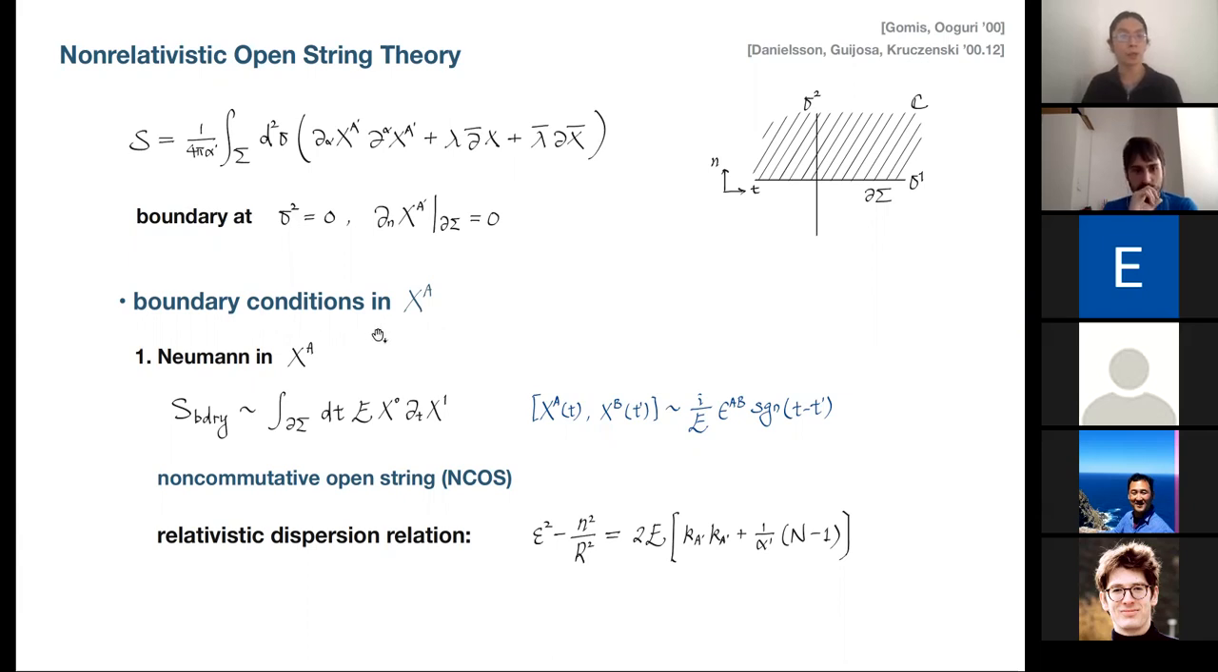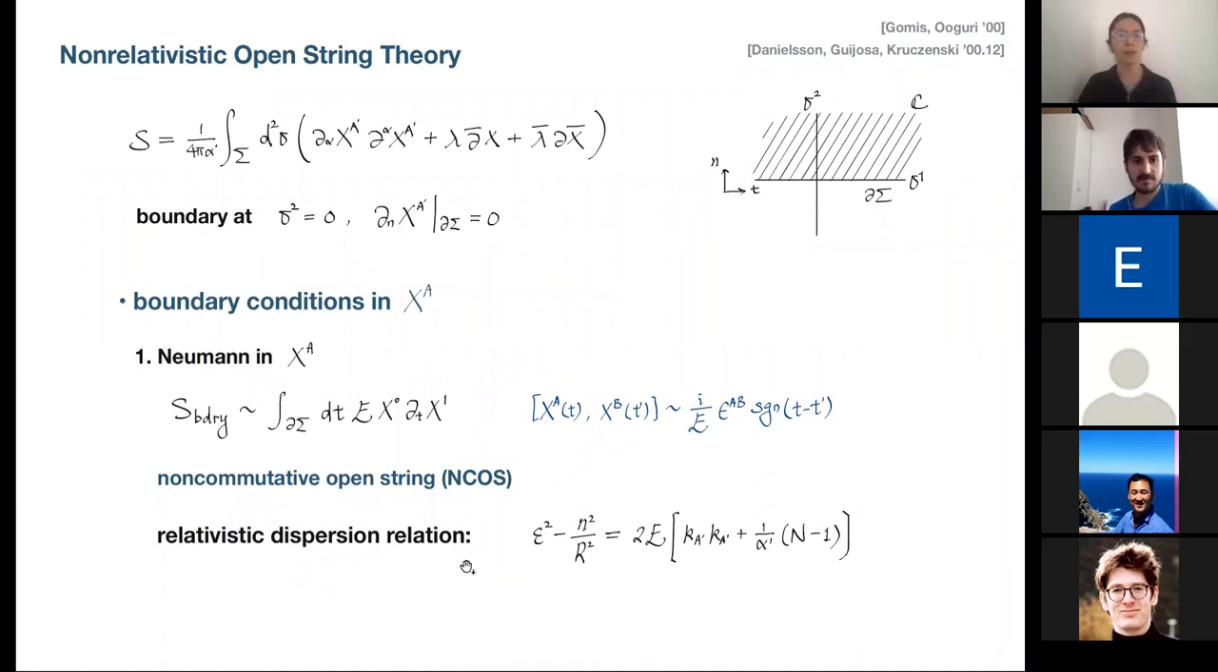However, in the longitudinal sector, we can have different choices. If we say that we have Neumann boundary condition in the longitudinal sector, that means in both x0 and x1, we have this type of boundary condition. Then that leads us to the idea of noncommutative open string theory. Well, when you have an electric field present, that leads to a noncommutative relation between xa and xb.